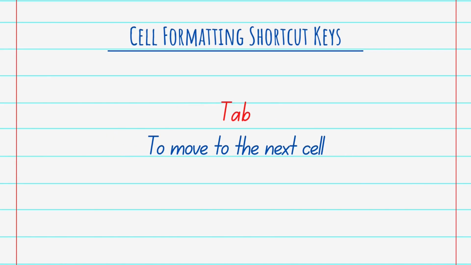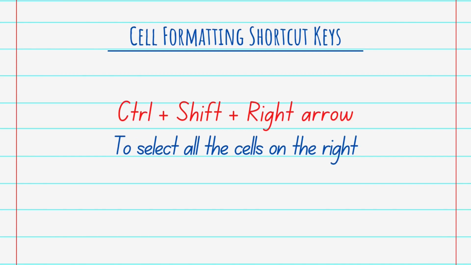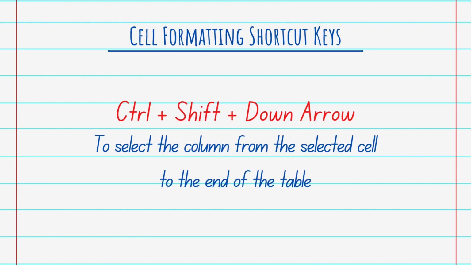Tab to move to the next cell. Shift plus Tab to move to the previous cell. Ctrl plus Shift plus right arrow to select all the cells on the right. Ctrl plus Shift plus left arrow to select all the cells on the left.